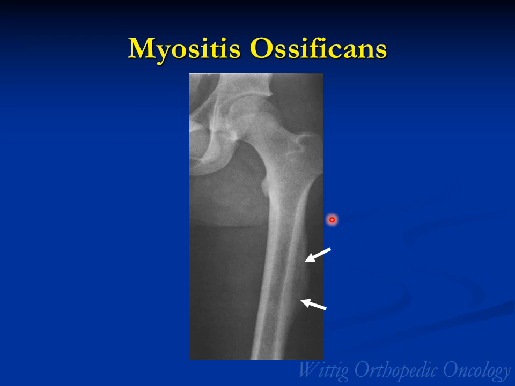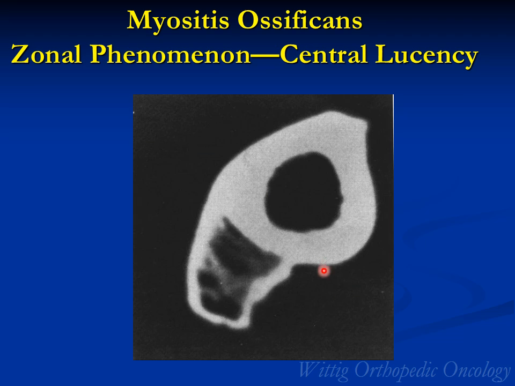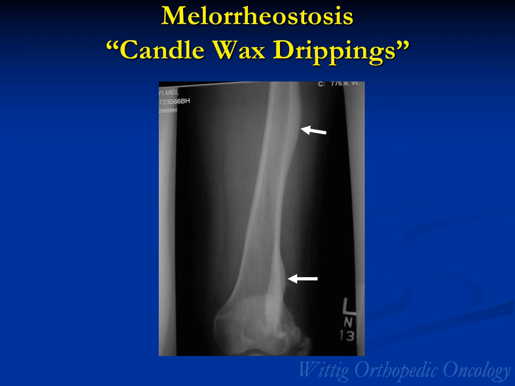Myositis ossificans can occur on the surface of the bone. And when you do a CAT scan of myositis ossificans, if it's mature, usually the outer portion looks like cortical bone, and the inner aspect looks more like medullary bone. It's trying to replicate a normal bone where there's a zonal phenomenon of outer cortical bone and inner medullary type of bone, or a central lucency and more developed or more mature bone around the perimeter.